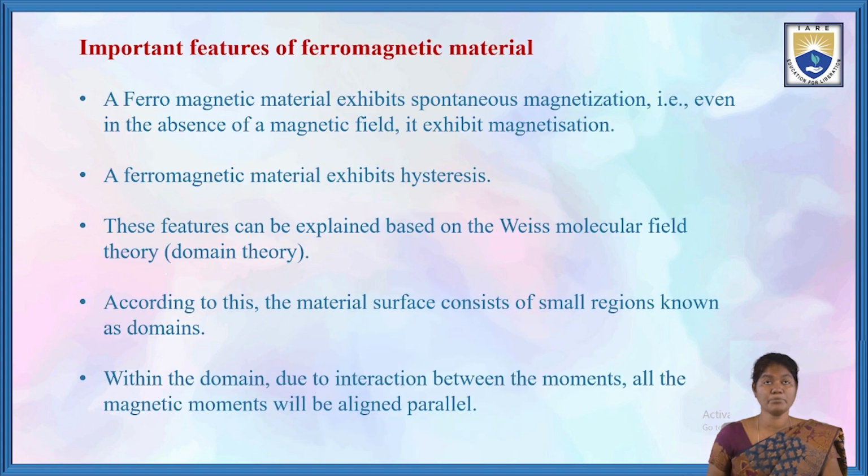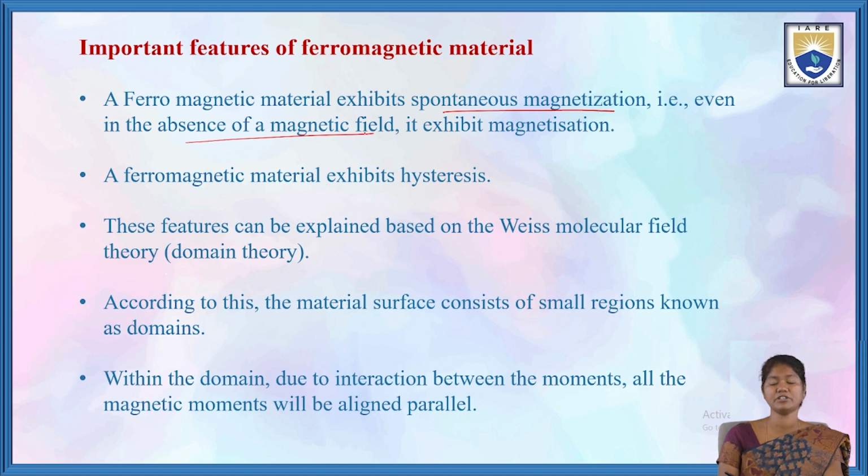So, important features of a ferromagnetic material. A ferromagnetic material exhibits spontaneous magnetization, that is, even in the absence of a magnetic field, it exhibits magnetization. A ferromagnetic material also exhibits hysteresis. These features can be explained based on the Weiss molecular field theory, that is, domain theory.